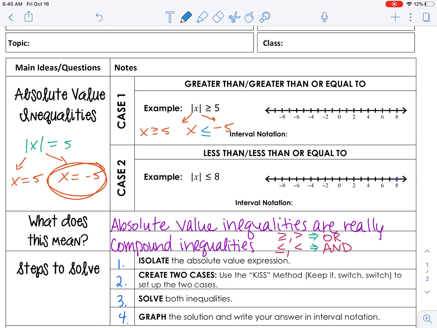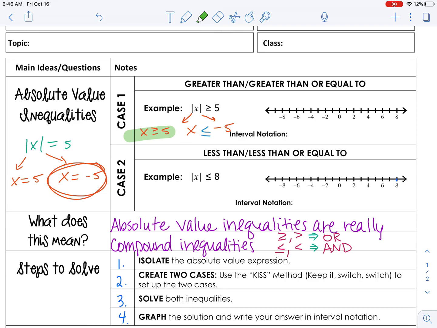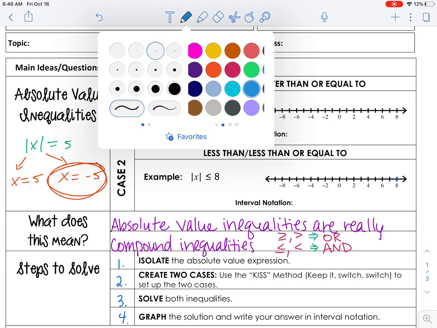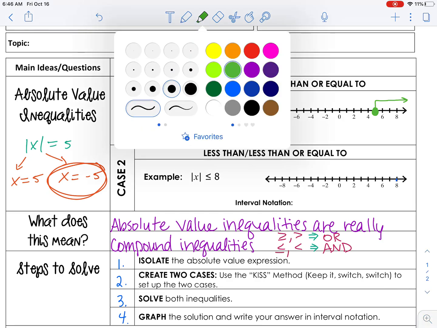So let's graph this and see what it looks like. We have x greater than or equal to 5. That means I need to come over here to the graph. I need a closed circle over 5. And then the arrow is pointing to the right, so I need to go to the right. You want all the numbers bigger than or equal to 5. So I've drawn the arrow going in the direction where all the numbers are bigger or equal to 5.